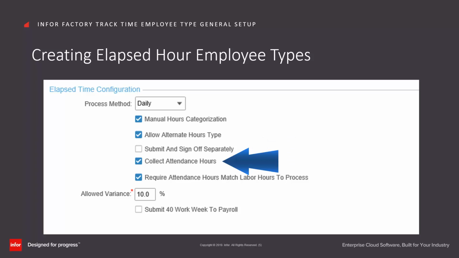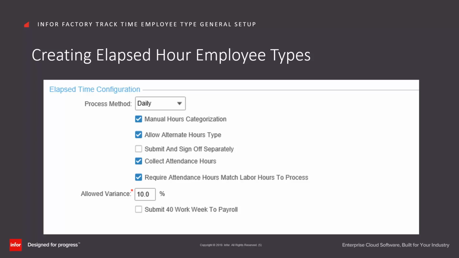The collect attendance hours parameter allows elapsed employees to enter attendance transactions. By default, an elapsed employee is only responsible for entering the labour. Payroll hours will be equal to the labour hours entered. If this parameter is set, payroll hours are still derived from the sum of the labour hours entered, but this feature also allows tracking of the employee's presence via their in and out status. Collecting attendance hours is more conducive to the daily elapsed employee type and is not recommended for weekly employee types.